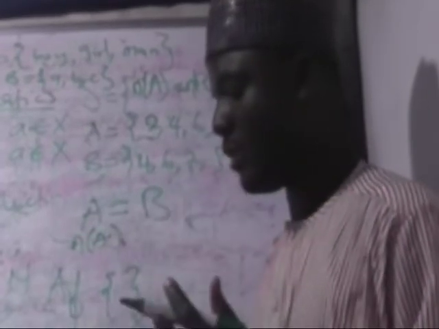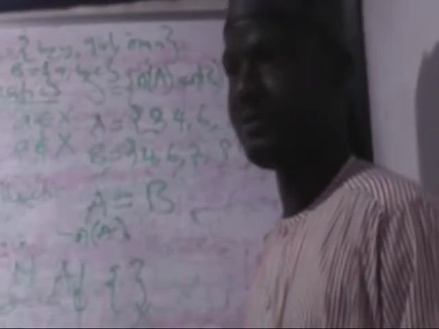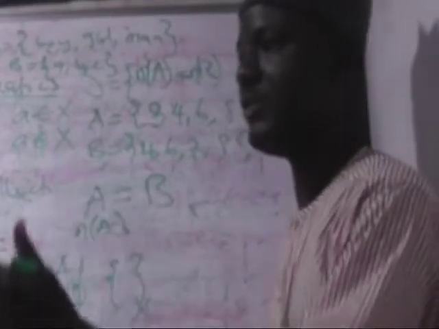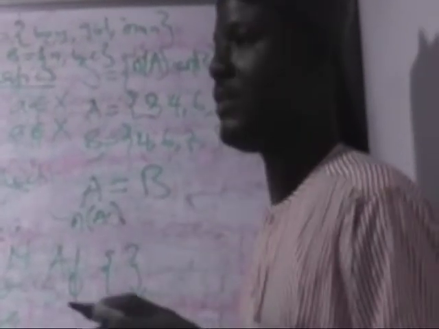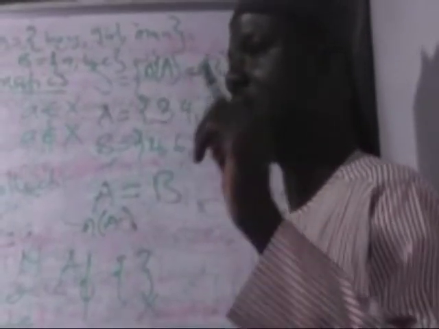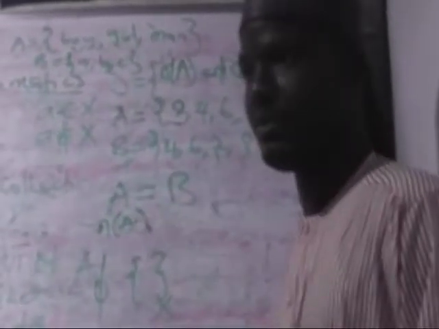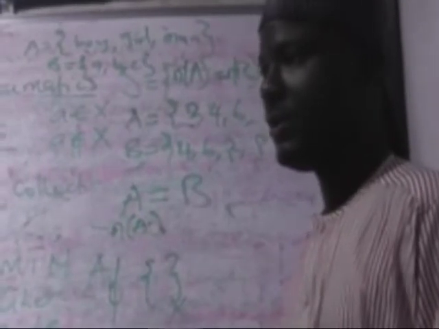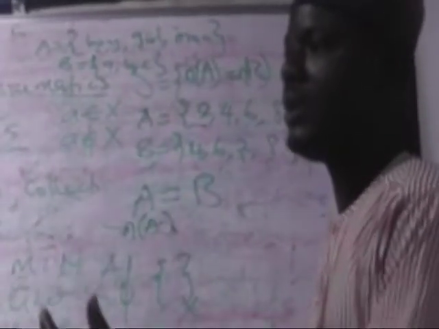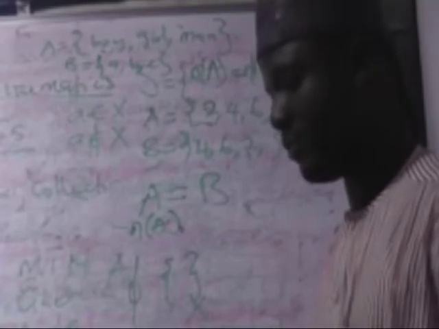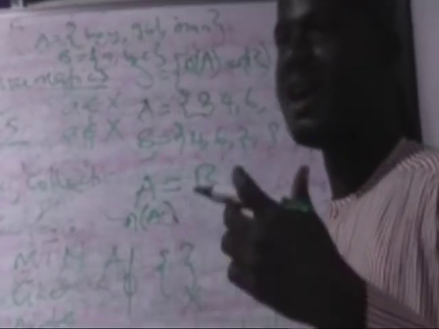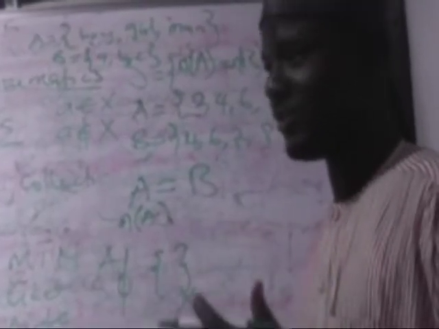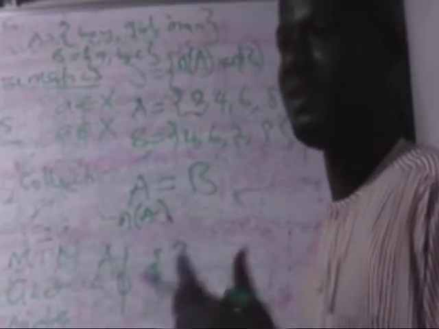The other one we are going to look at is infinite set, which is the opposite of finite set. When we talk about infinite set, we mean a set whose elements are uncountable. Finite is countable, infinite is uncountable. An example of an infinite set is a set of sand in a bag. Can you count sands in a bag? No. Since we cannot count it, it becomes infinite.